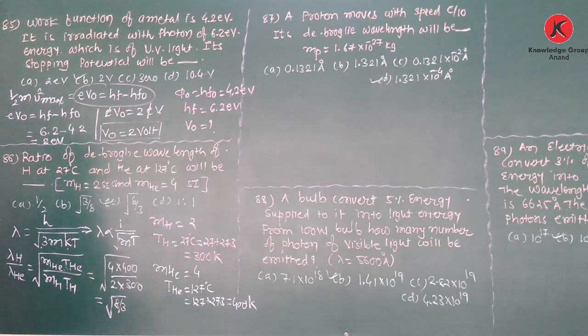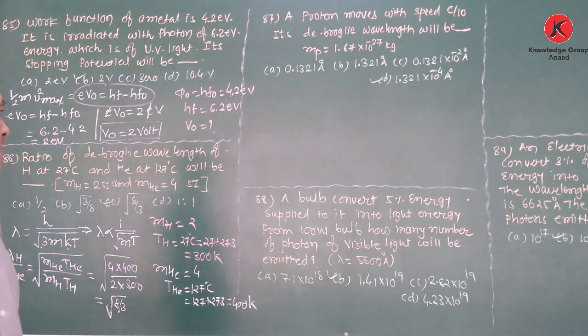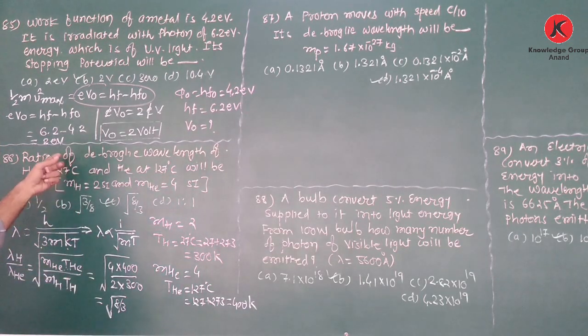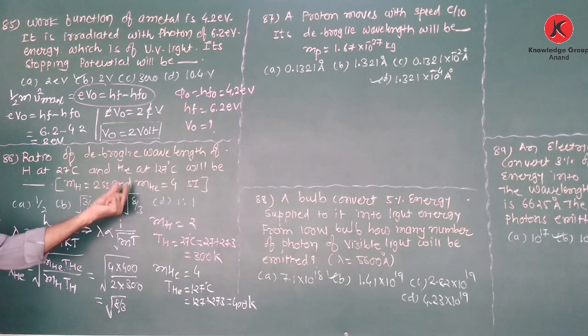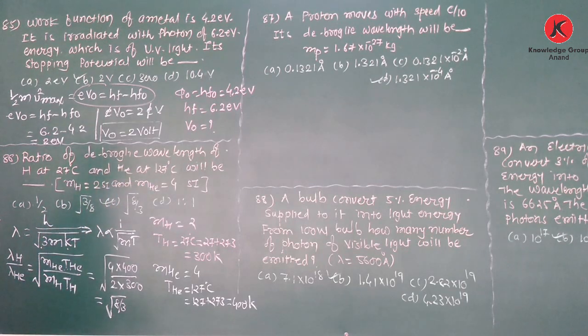Root 8 by 3. So here we have to find out the ratio of de Broglie wavelength of hydrogen at 27 degrees centigrade and helium at 127 degrees centigrade. Mass of the hydrogen is given as 2 SI and mass of the helium is given as 4 SI.